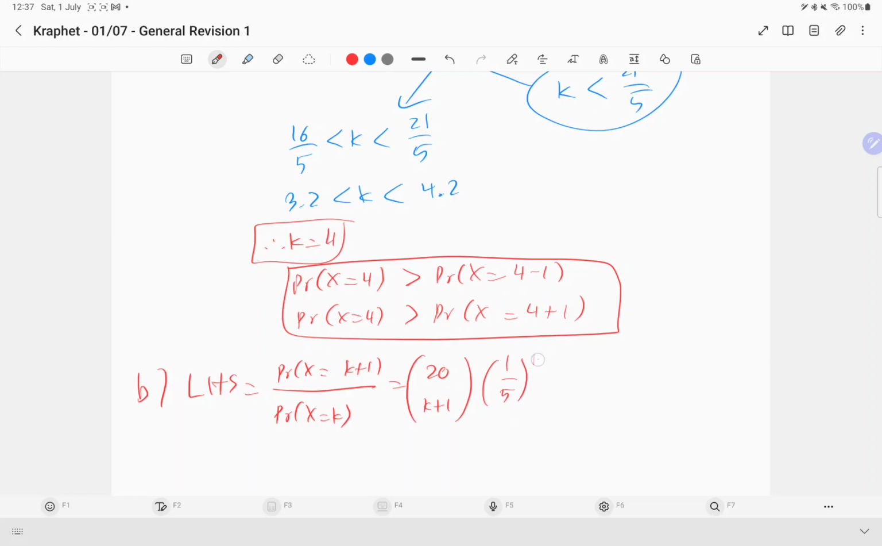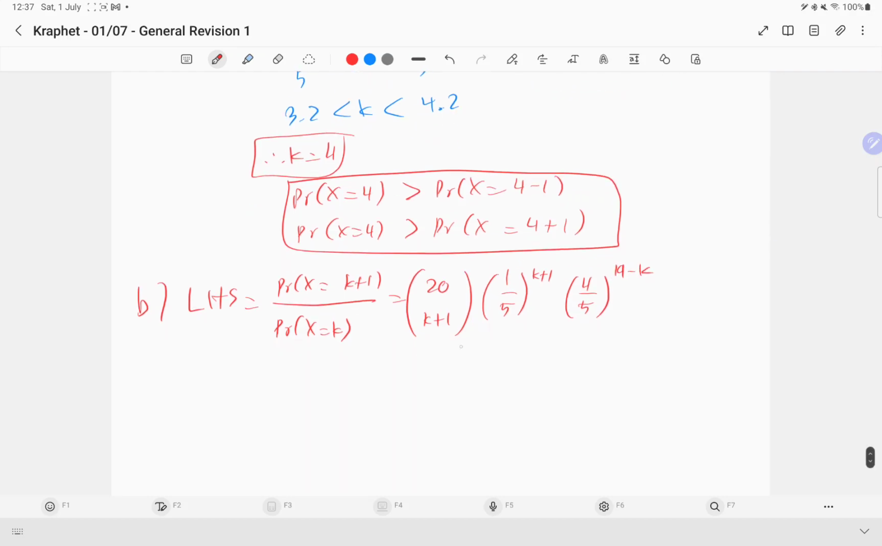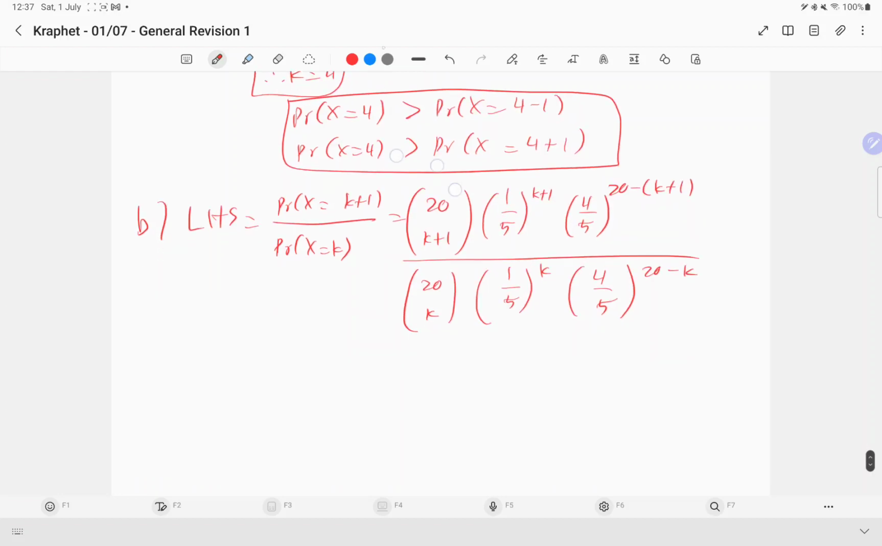1/5 to the power k plus 1, and then 4/5 to the power 20 minus k plus 1. So that'll be 19 minus k. And then we need to divide by 20 choose k. And then this one will be 1 over 5 to the power k, 4 over 5 to the power 20. Actually, maybe I'll write it as 20 minus k plus 1, and over 20 minus k, like so. Okay? All right, let's work this one out as a very big fraction.